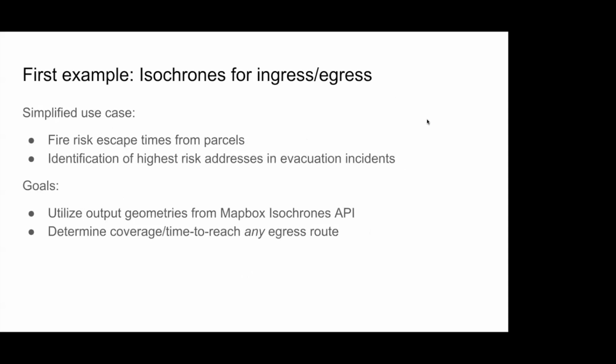So for our first example, what we'll do is we'll actually use an isochrone to determine what's called ingress-egress, so the ability to get to or from particular areas. And in this simplified case, we'll look at essentially fire risk, or the ability to leave a parcel and access a safe area from each parcel in a high-risk fire zone. And the goal of this will again be to utilize the output of the Mapbox isochrones, as well as to determine the coverage of any egress route, so the time to reach any of these multiple points of interest. If you go to the next slide.